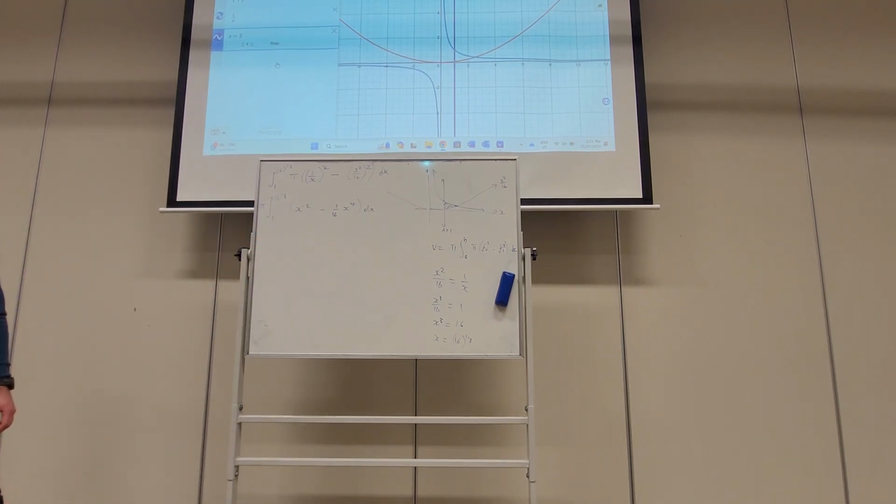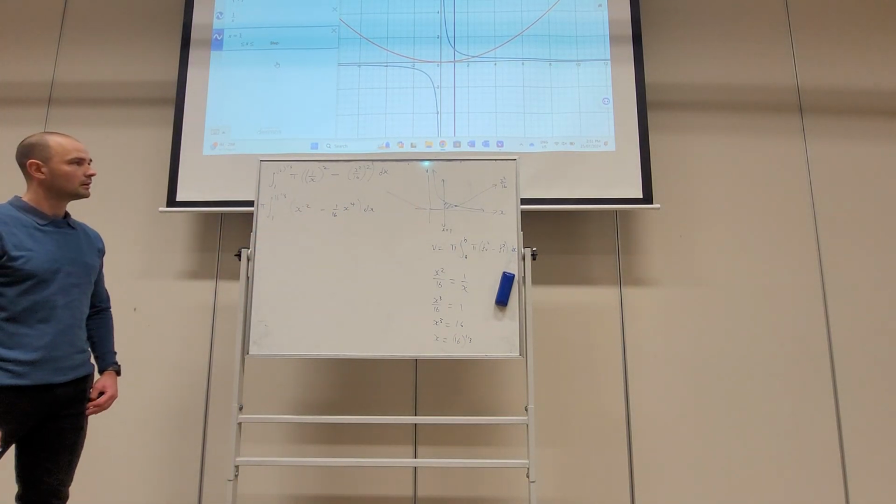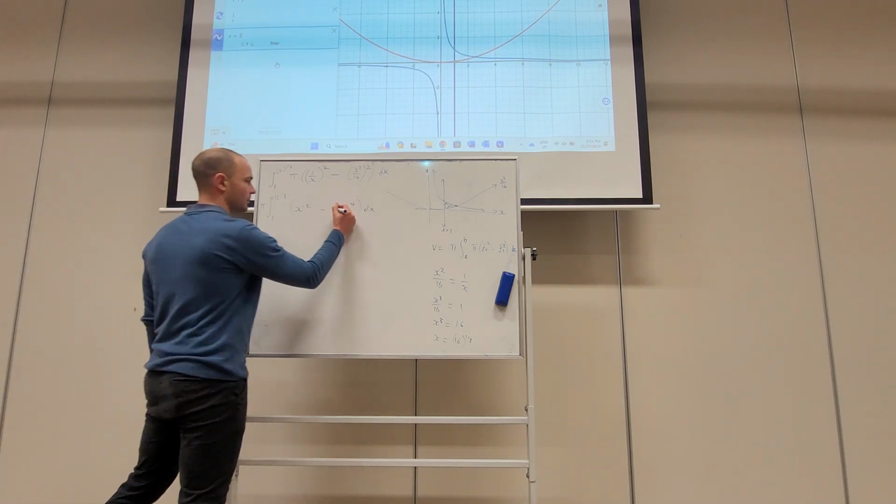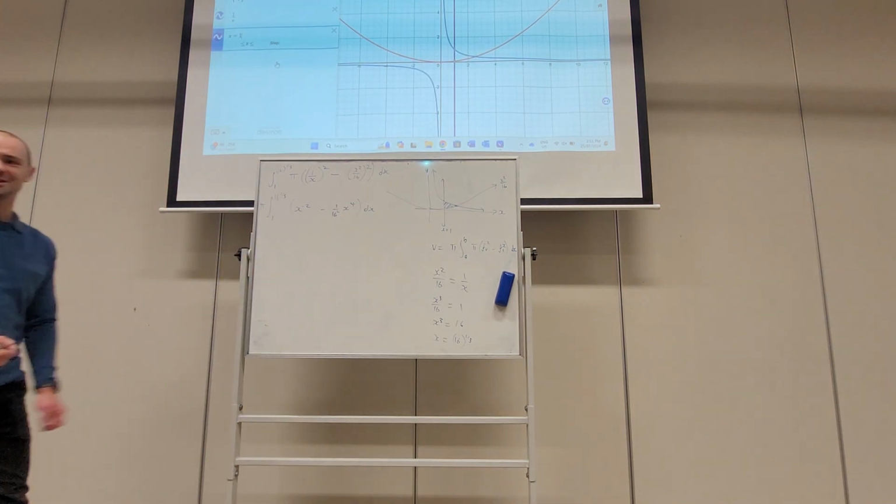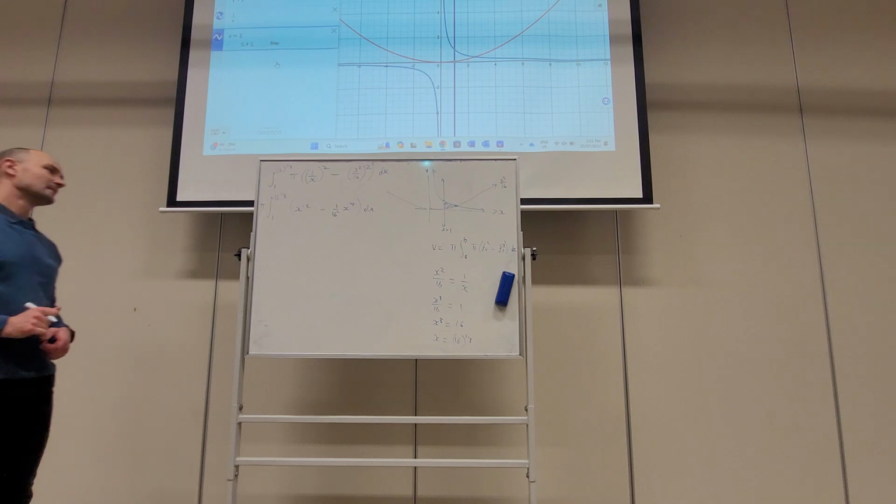Won't it be 16 times 16, like 1 on 16 squared? Yeah, spot on. Good pickup. Look how easy that is now to integrate.